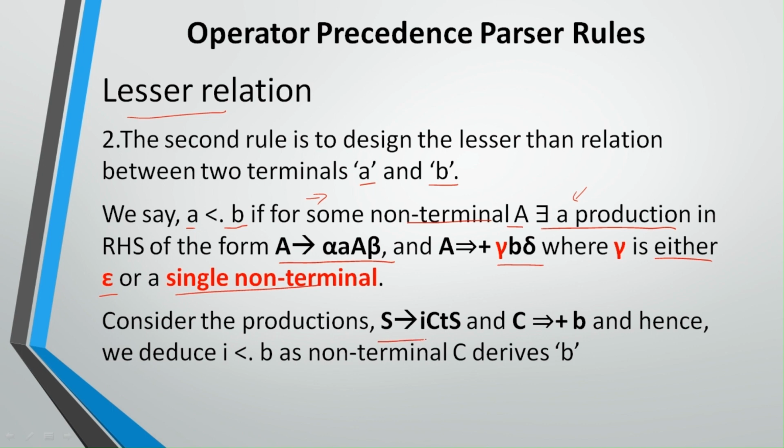Suppose S is rewritten as ICTS and C derives B in one or more steps. Just compare it with this form. Here A is I, and then C is producing B. So I yields precedence to B, or I has lesser precedence than B, because C derives B. In this way, the lesser relation is determined.